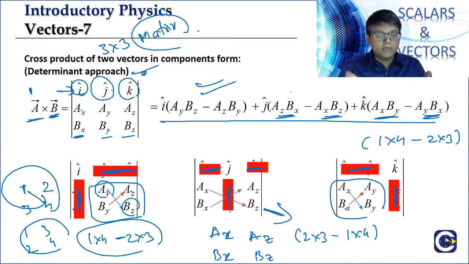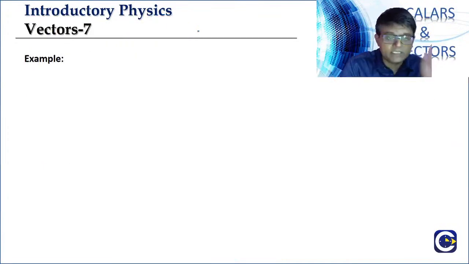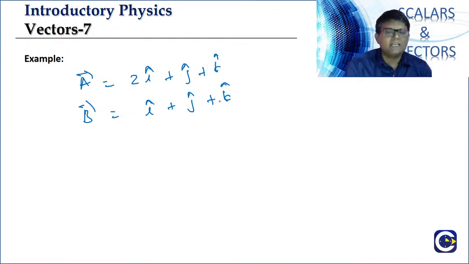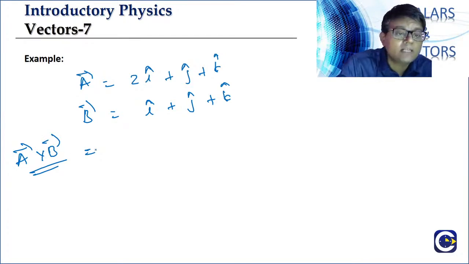But remember, what will be our main task? The main task will be questions like this. If there is a vector 2i cap plus j cap plus k cap, and there is another vector i plus j plus k, something like that. They are giving two vectors, and they will ask us what is A cross B. This is the kind of question we must be able to answer.